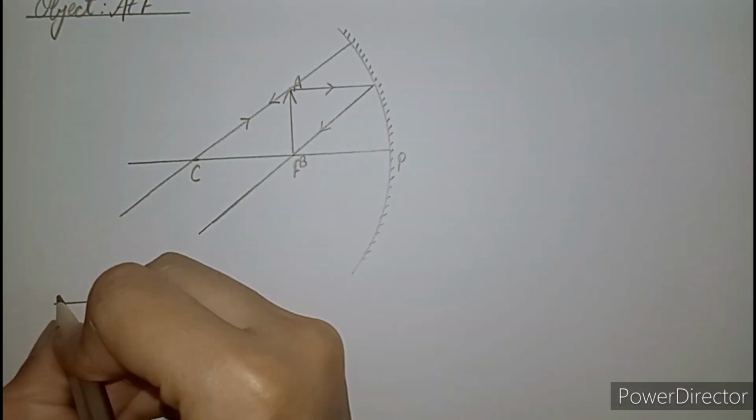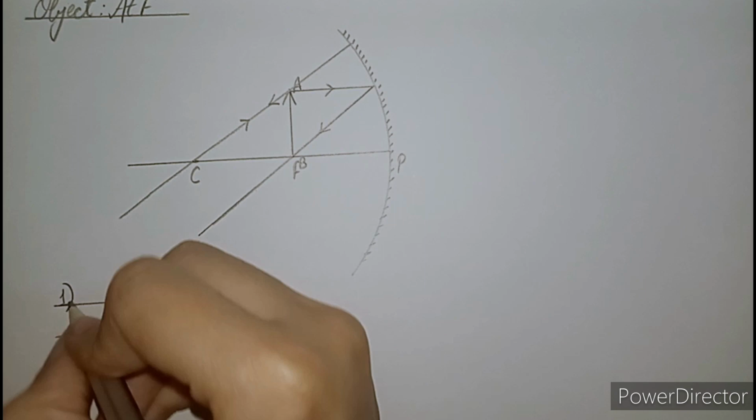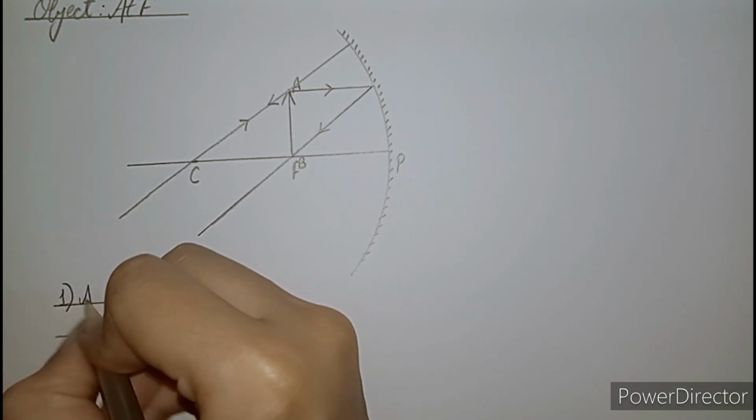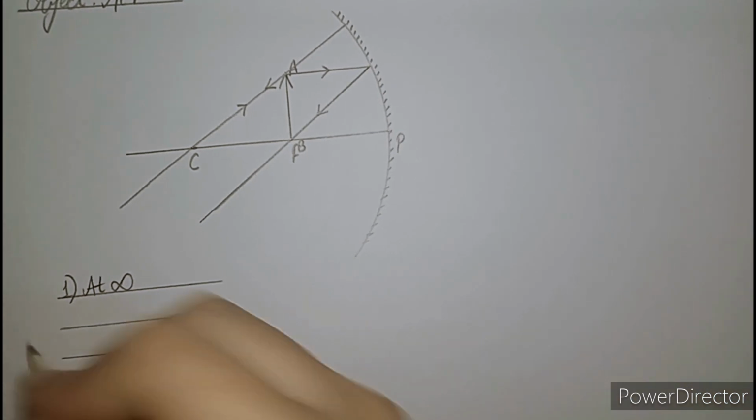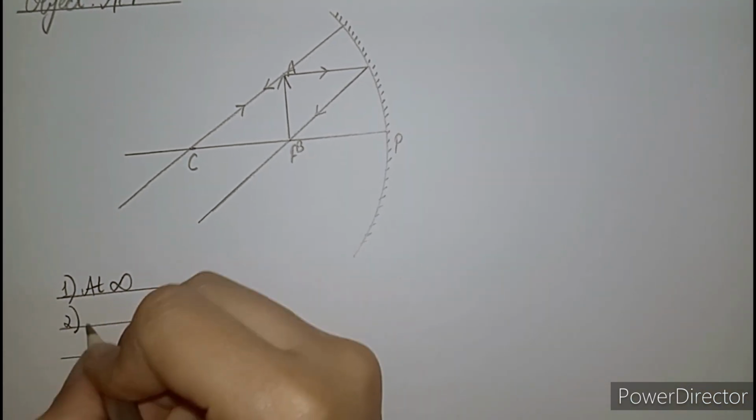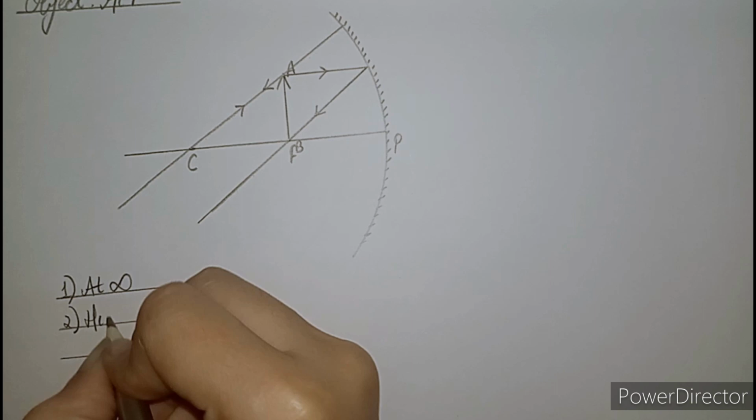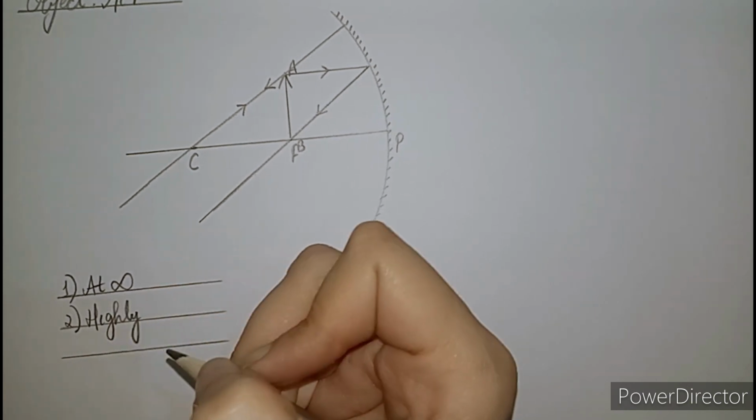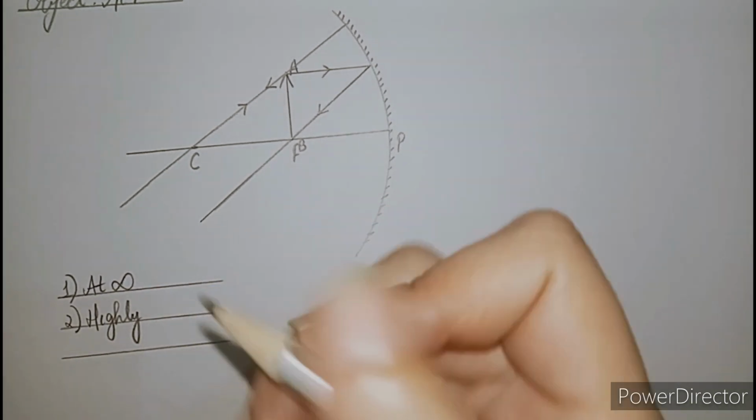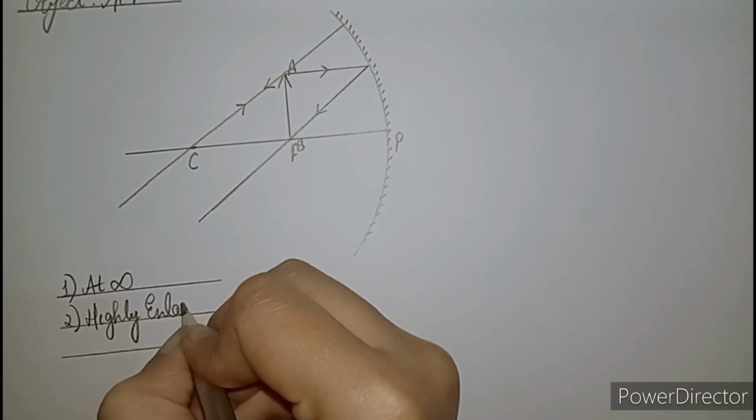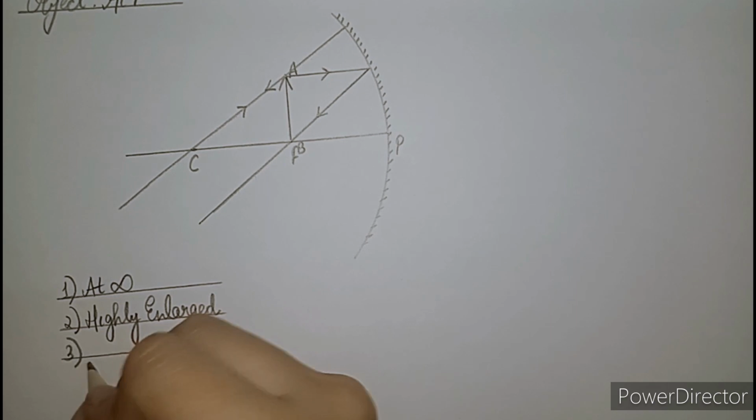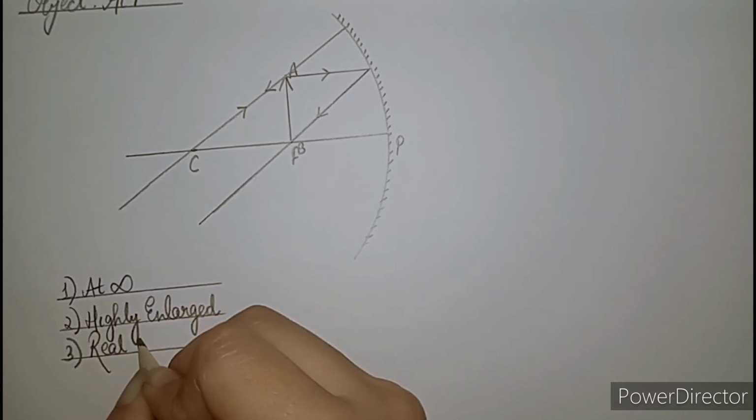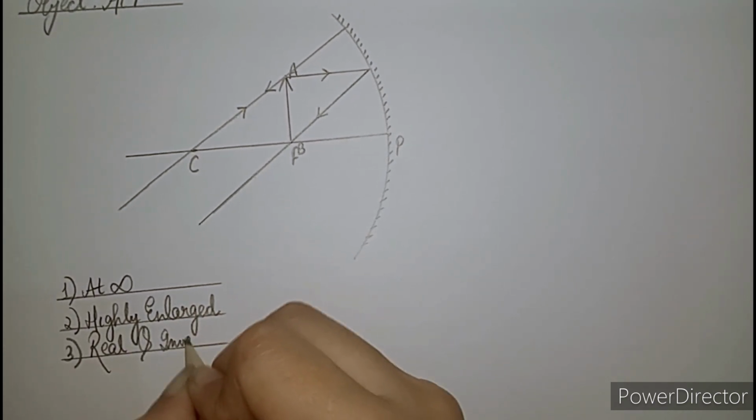So we will be writing some of the characteristics. First, the image is formed at infinity because we do not know where the rays will meet. Second, the image is highly enlarged. This is a very important point. When the object is at focus, the image is highly enlarged because it is not getting formed; the rays are not meeting. And third, the image will be real and inverted.